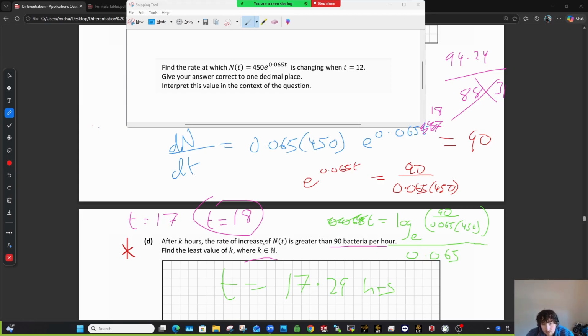After k hours, the rate of increase is less than 90 bacteria per hour. Find the maximum value of k for when this happens. So the biggest hour you could put in there when the bacteria is still below 90 would have been the 17th hour. So that would have been the correct answer if it was worded the way I said there. And you can rewind the video for what I said.